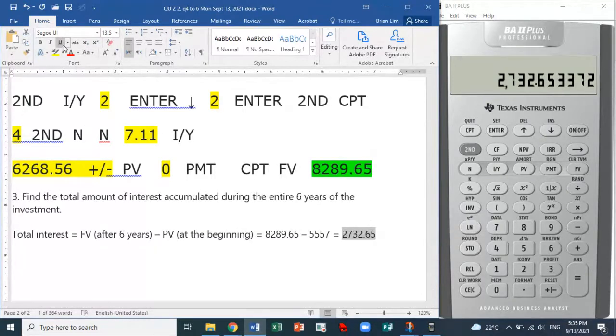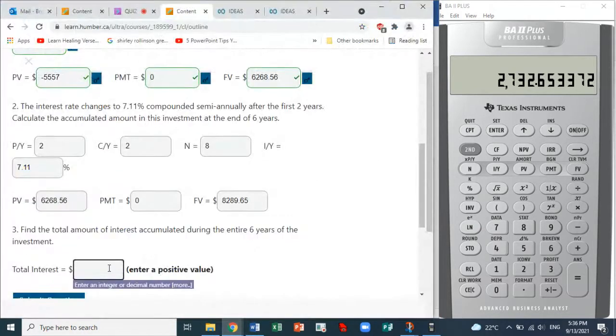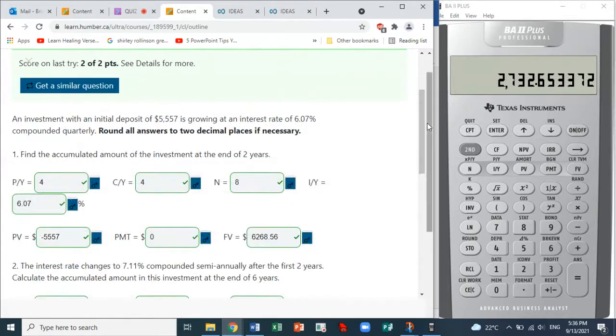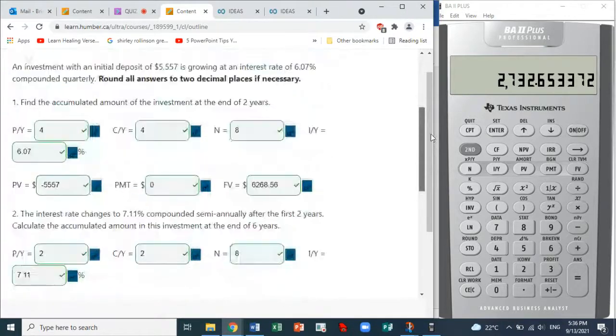Let's copy it. Let's highlight it with green. It's our answer. We are hoping it is correct. And this number must be positive, right? And the answer is, we will wait. Submission is finished and we are all correct.